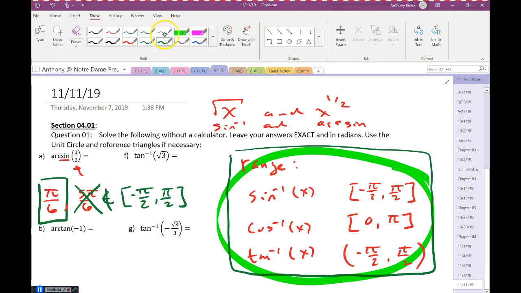Now, some of the time, the answer from your unit circle is not going to fall inside of that range, but you'll be able to find something coterminal to that angle that would fall inside of that range. So let's take a look at a situation where that might happen. Sound good? Matt?